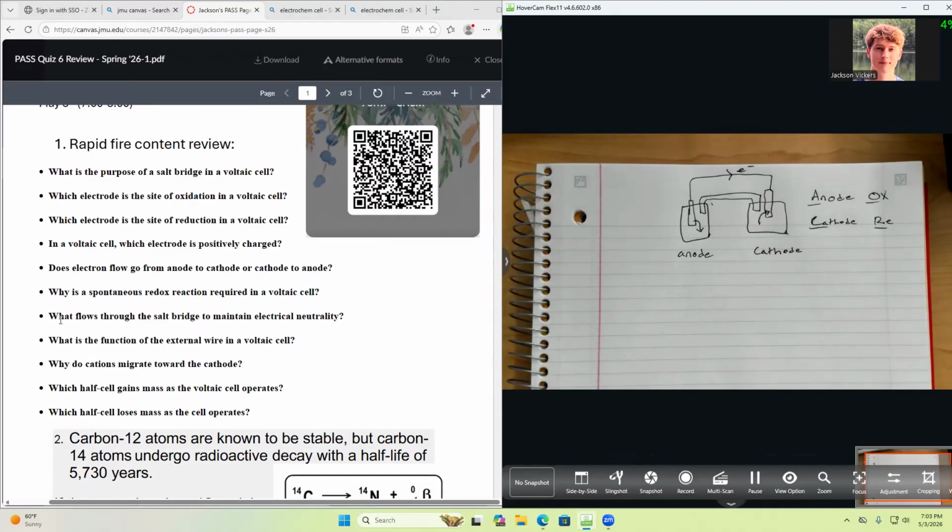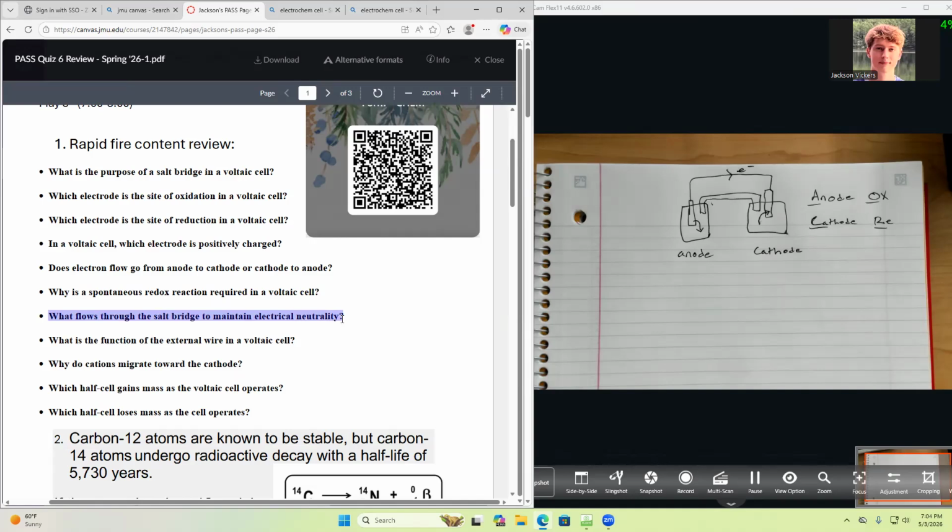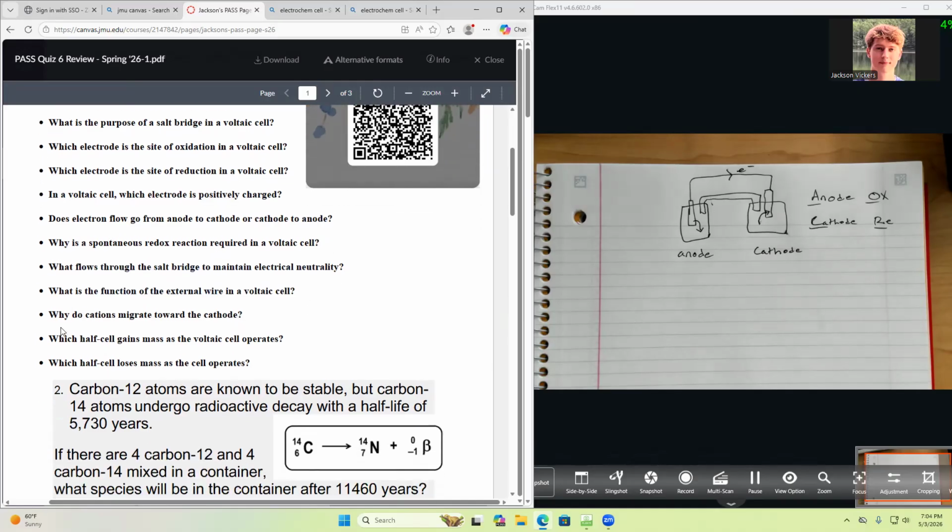Next one. What flows through the salt bridge to maintain electrical neutrality? Again, we already said that's ions. So ions are going to be flowing through that. We already talked about this one as well. What is the function of the external wire? It's basically to allow electrons to travel from anode to cathode.